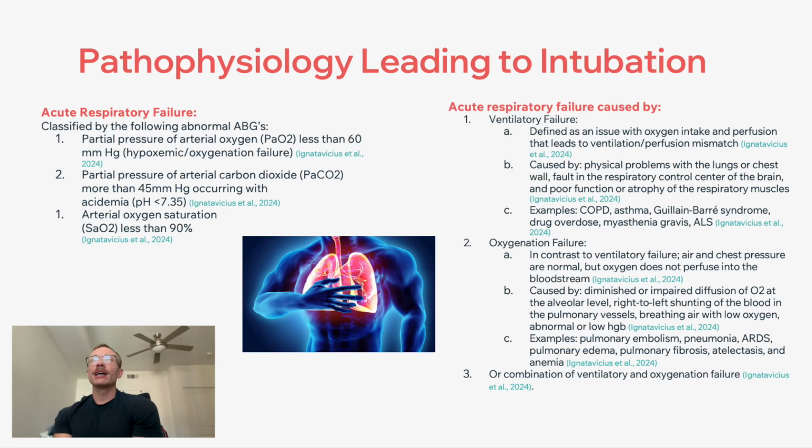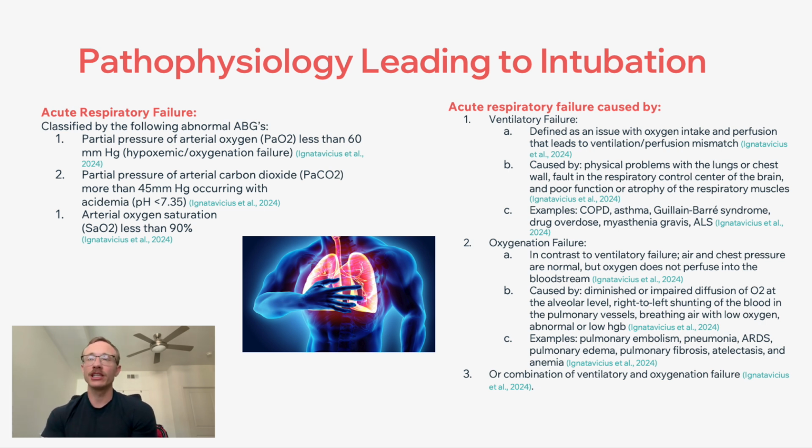Okay, next we're going to go over pathophysiology leading to intubation. There are two types of failure that can lead to respiratory failure, and that is ventilatory failure and oxygenation failure. Ventilatory failure is defined as an impairment of oxygen intake and perfusion that leads to ventilation-perfusion mismatch. And this can be caused by physical problems with the lungs, the chest wall, a fault in the respiratory control center in the brain, and poor function or atrophy of the respiratory muscles.